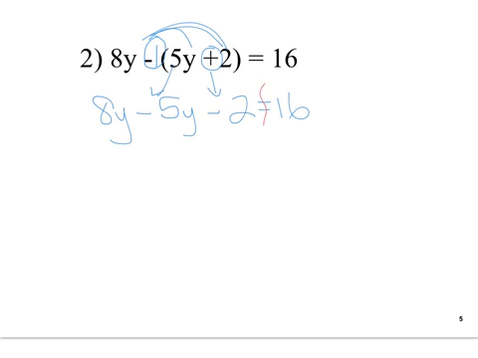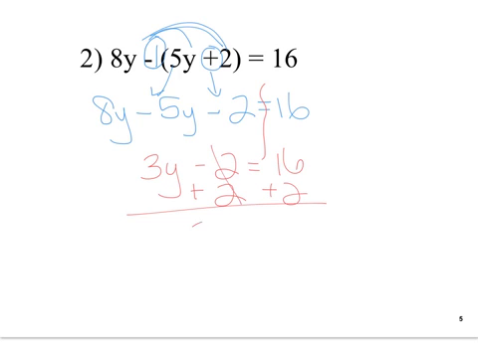The 5y, the -5y, and the 8y are on the same side of the equal sign here. 8y minus 5y was 3y, minus 2 equals 16. Add 2. Divide by 3. And y equals 6.